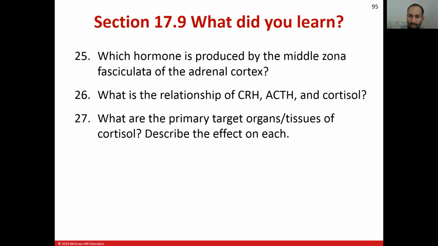Which hormone is produced by the middle zona fasciculata of the adrenal cortex? Cortisol. What is the relationship of CRH, ACTH, and cortisol? CRH from the hypothalamus, ACTH from the anterior pituitary, cortisol from the zona fasciculata of your adrenal cortex. What are the primary target organs of your cortisol? All across: muscles, fat tissue, right? Heart, brain, everywhere.